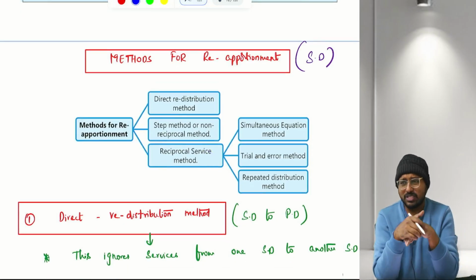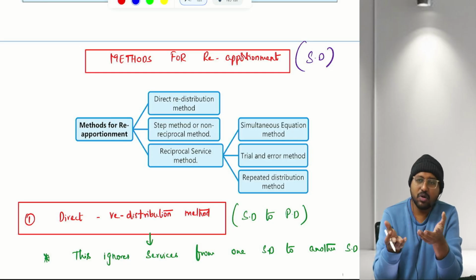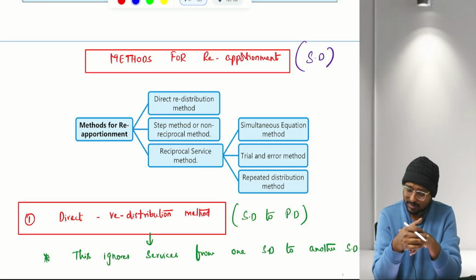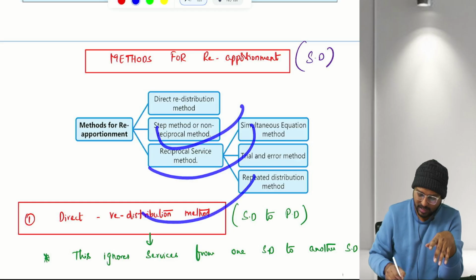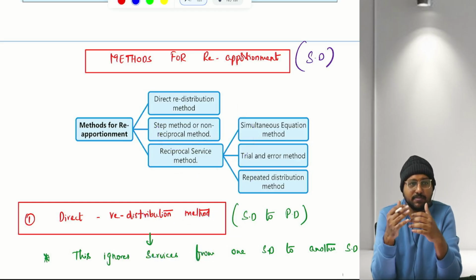Then we have reciprocal services. This we know. Almost you guys got bored also last time, because here what will happen? We will give and take service, so we'll keep on distributing it again and again. Correct? You remember it? Right?